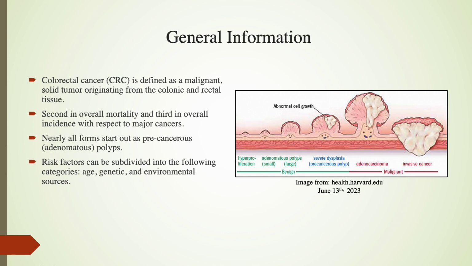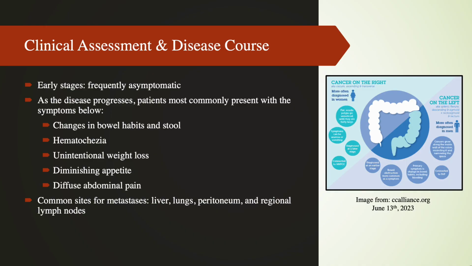In terms of genetics, risk increases with autoimmune conditions like IBD, family history of CRC in a first-degree relative, and/or familial cancer syndromes like Lynch syndrome. Lastly, concerning environmental factors, risk increases with the use of alcohol and tobacco products, high-fat and protein diets, long-term bowel habit changes like chronic constipation, lack of physical activity, and abdominal radiation.